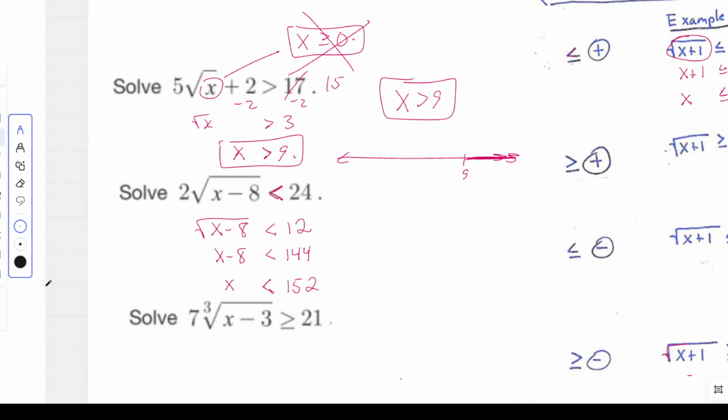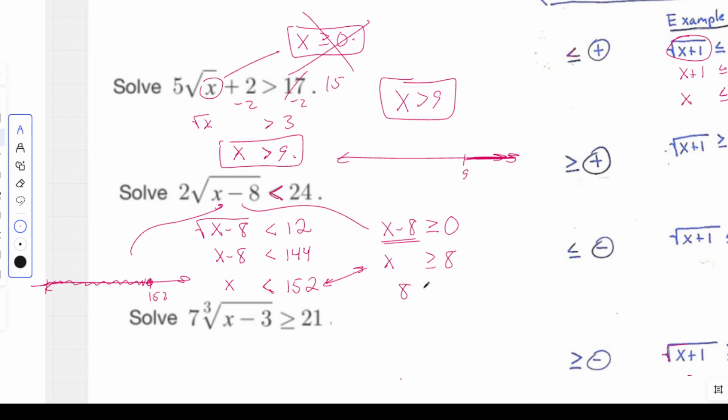X is less than 152, which means my solution set is heading towards the numbers that could cause me a domain restriction problem, right? I can't get numbers negative or even less than 8. So if I want to calculate the domain restriction, I take whatever's on the radical and I say, hey, that thing, it's got to be bigger than or equal to 0, which means x has to be greater than or equal to 8. So now I have these two definitions, two restrictions on my solution set. So x has to be greater than 8 and less than 152. So I'd write it like this.